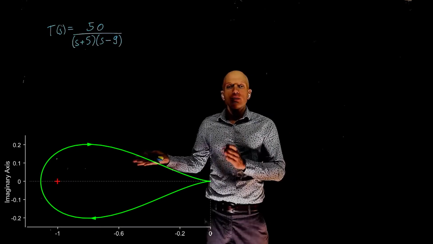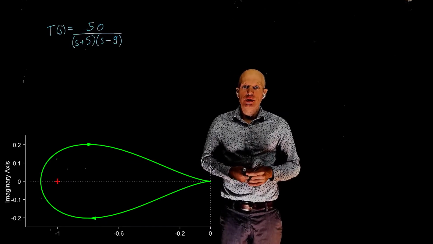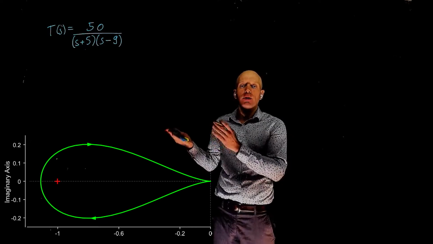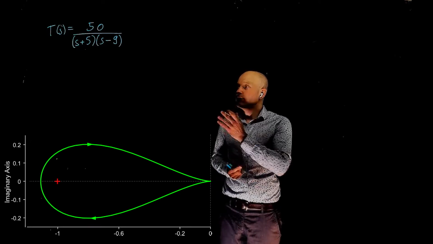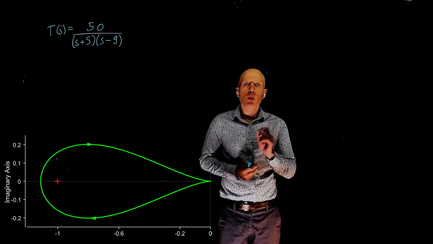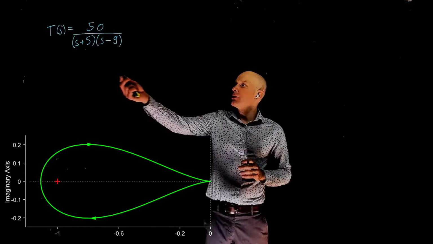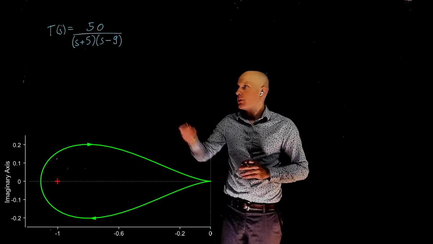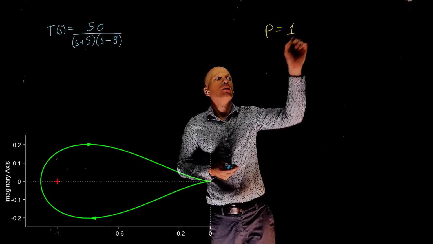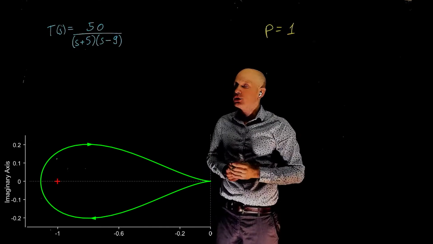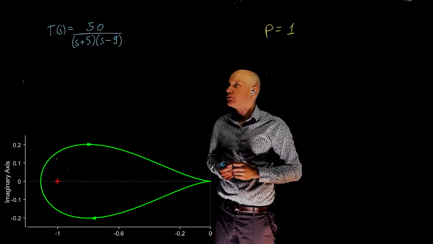Given the Nyquist plot, we now need to count the number of encirclements of -1 and count the number of unstable poles that the open loop transfer function has. This function has two poles, but only one pole is unstable. That is the pole at +9. The pole at -5 is stable, so P equals 1. The open loop transfer function has one unstable pole.